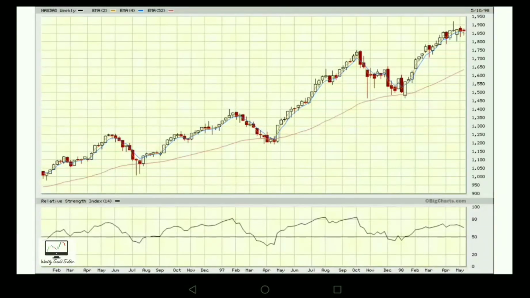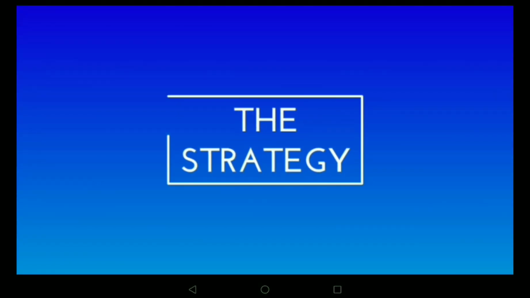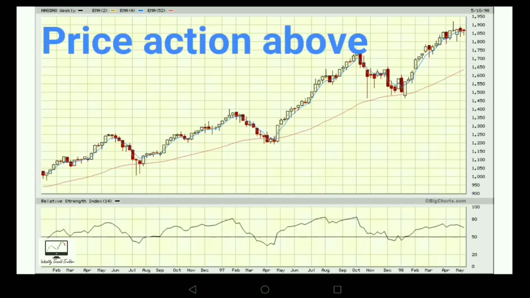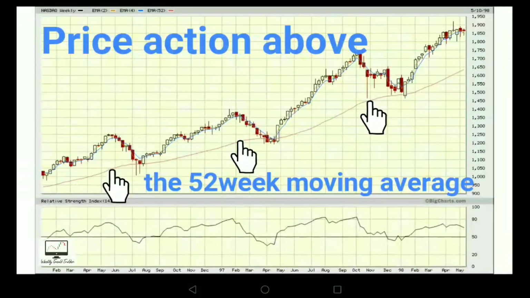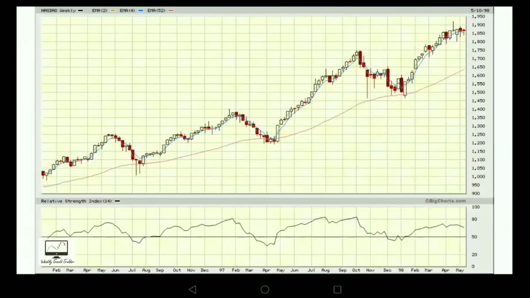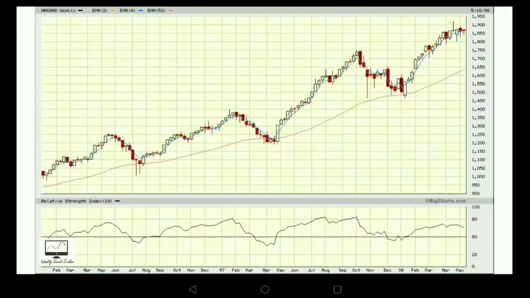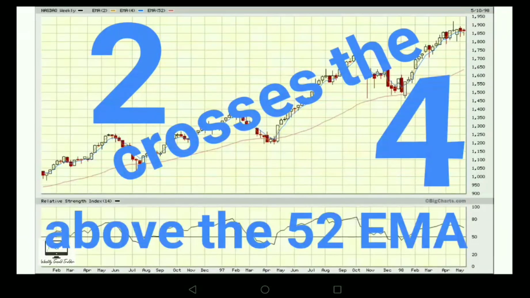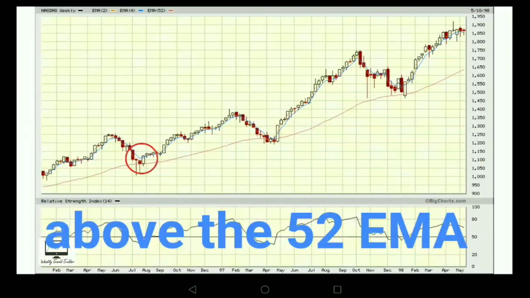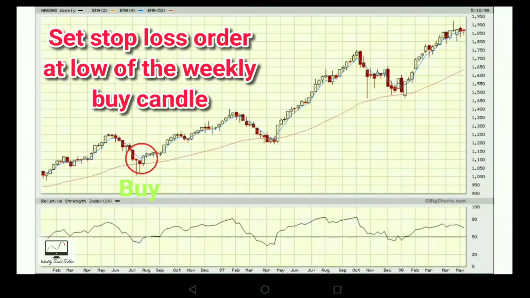Okay, so now we've got everything ready on the chart. We've built the chart. Let's look at the strategy. The first thing we want to see is price action above the 52-week moving average. So all the candles are pretty much above the 52-week moving average, and the 52-week moving average itself is rising. When the 2 crosses the 4 above the 52-week moving average, we take that as a buy signal.